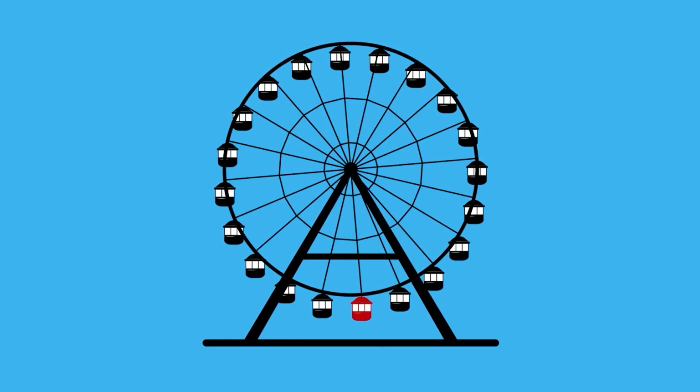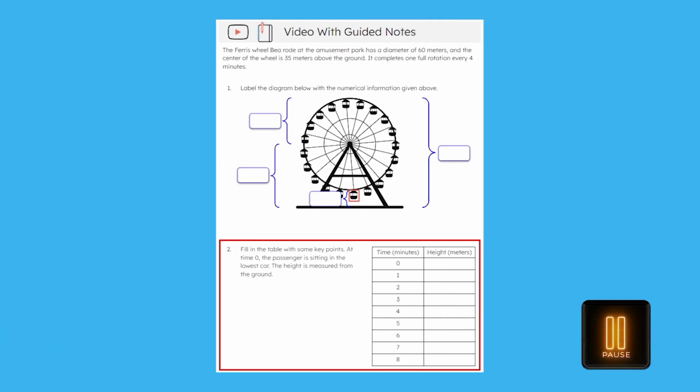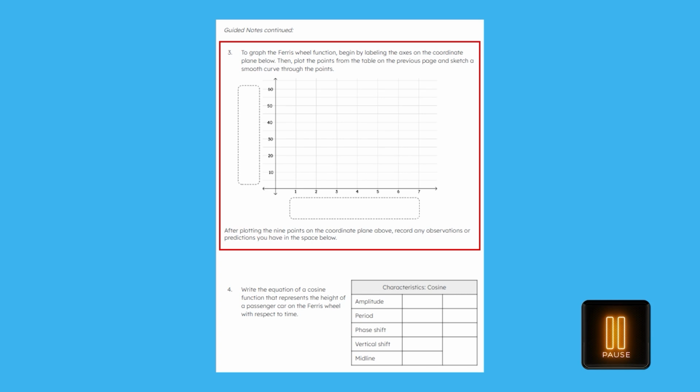Imagine yourself in one of the cars as it rotates around the wheel. You start at the lowest point, where your height above the ground is at its minimum. Then, as the wheel turns, you smoothly rise to the highest point at the top before coming back down again. Find the table in number 2 of your guided notes and calculate the height of the Ferris wheel car at each given timestamp. Then, in number 3, plot those points on the axes provided and record any observations or predictions you have.